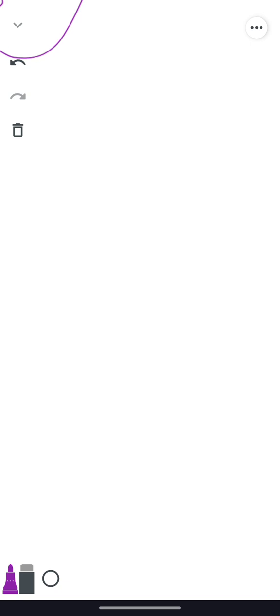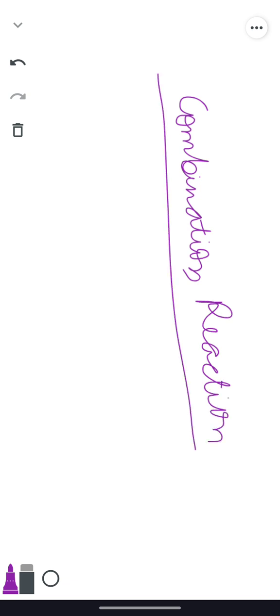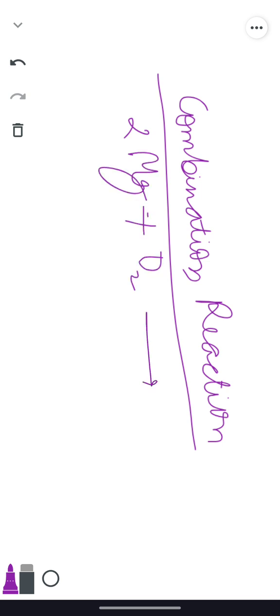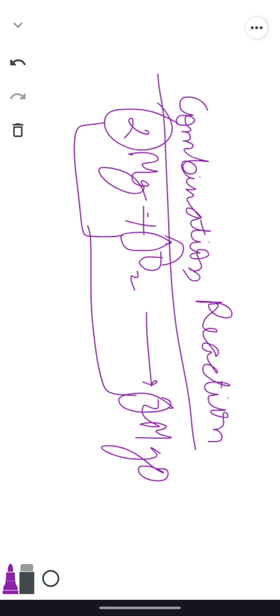So what are they? First of all, we have the combination reaction. As the name itself signifies, what is a combination reaction? Something and something combine to form something. Let's say we have the equation 2 magnesium plus oxygen gives me 2 MgO. Don't go up on these coefficients which I am writing here. What are these coefficients? This is what we call the stoichiometric coefficient, right?